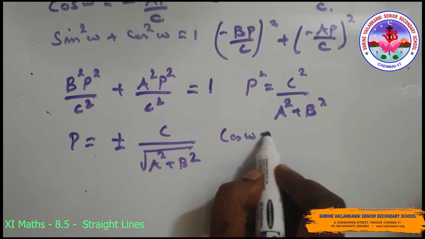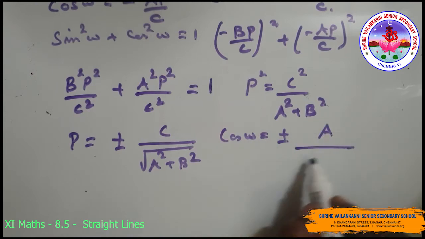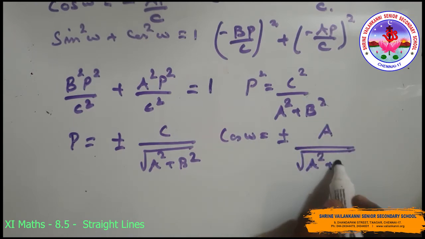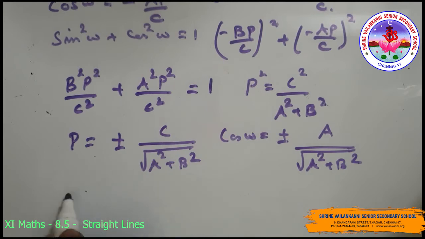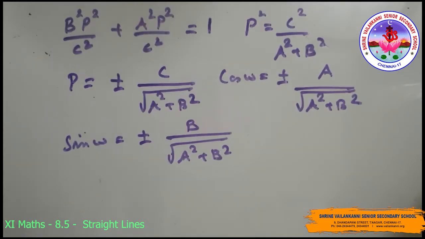So we have cos omega equal to ± a/√(a² + b²), and sin omega equal to ± b/√(a² + b²). p should be positive if the proper sign is chosen.